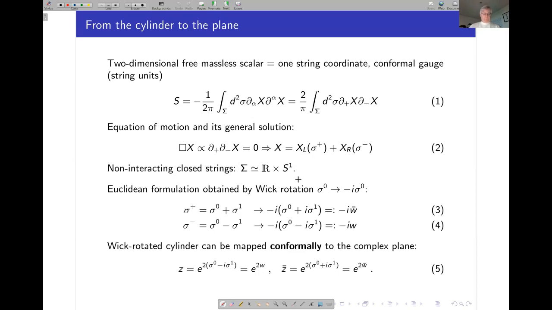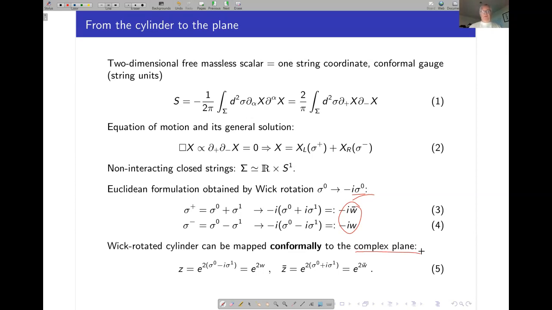We don't consider interactions, which would correspond to the worldsheet splitting or different worldsheets joining with each other. So if we take a closed string, then the worldsheet is a cylinder. And on this cylinder, we do two things. We make a Wick rotation where we make the worldsheet time imaginary. That's what we do here. And this then introduces a coordinate w. Then we have a Euclidean cylinder. And then we perform a conformal map to the complex plane.